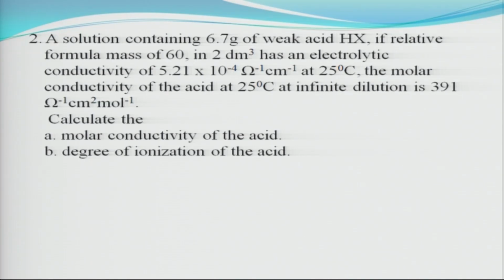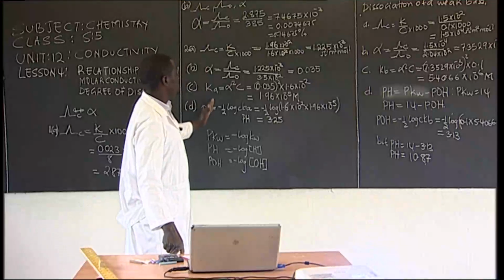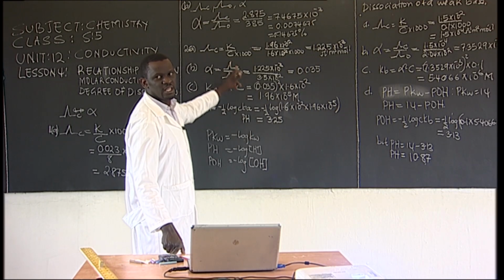You can copy it, or you can copy the first one. It's similar to the first one, but this time we are saying that a solution containing 6.7 grams of a weak acid, if relative formula mass is that one, has that volume. So the students are supposed to be able to find the molarity from volume, molar mass and the grams given. Then the electrolytic conductivity is given, then the molar conductivity at infinite dilution is given. So you need to find the molar conductivity, then the degree of dissociation. You do it the same way.